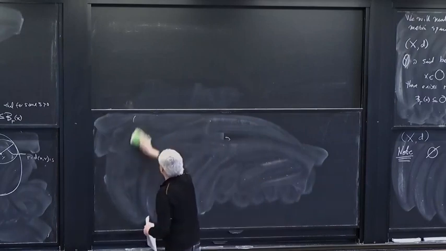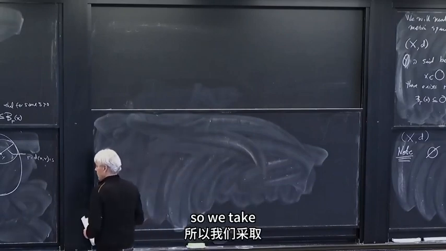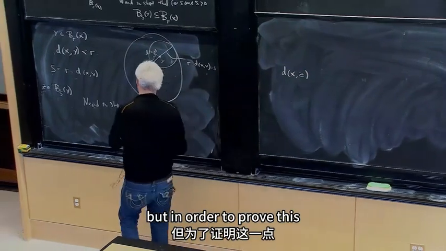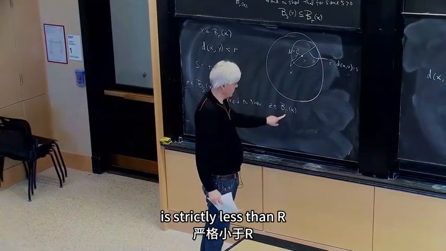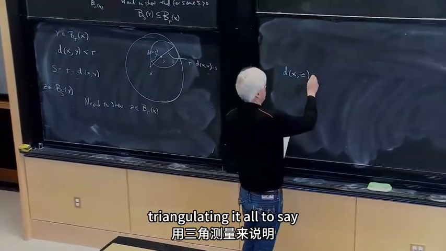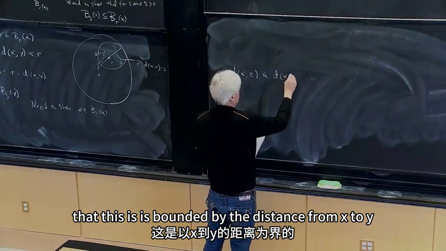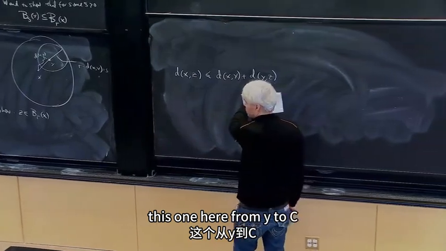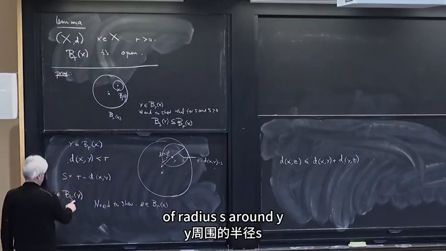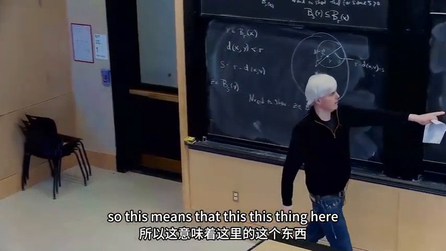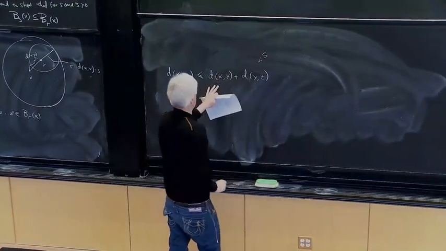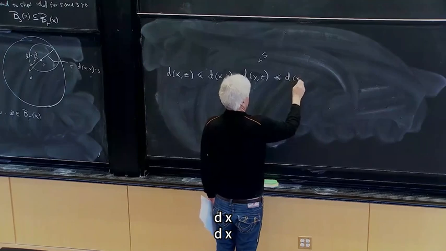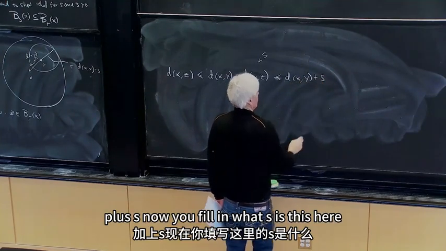And so now we take Z, and we look at this distance. In order to prove this, we need to prove that the distance from Z to X is strictly less than R. So let's examine that distance. The triangle inequality says that this is bounded by the distance from X to Y plus the distance from Y to Z. Z lies in the ball of radius S around Y, so this means that the distance from Y to Z is strictly less than S. And so you see that this is less than d(x,y) plus S.